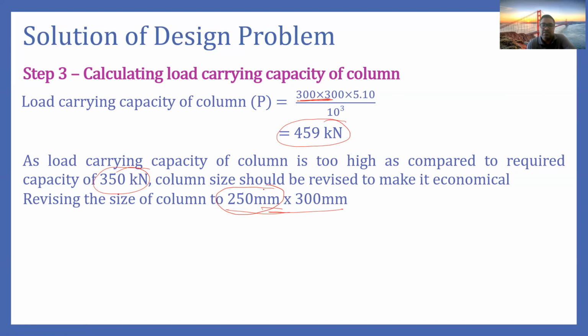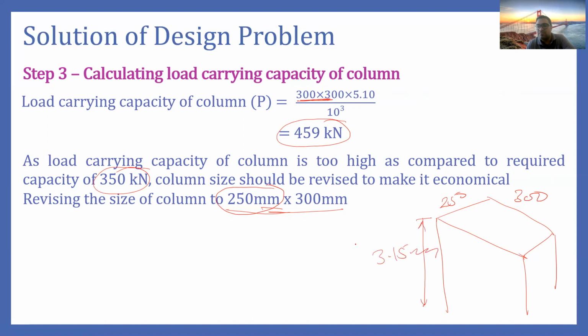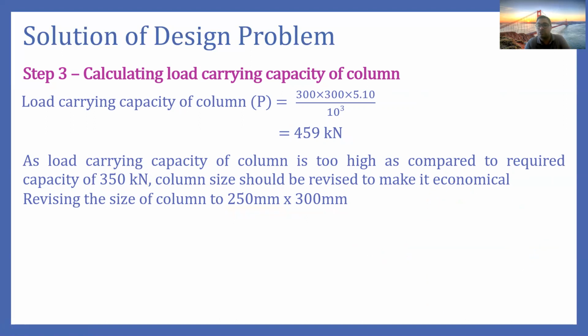So this time the least lateral dimension changes, because our column becomes rectangular. This time this is 250 and this is 300, and the length of the column is 3.1 meter. So this time the least lateral dimension becomes 250. We now have to find the lambda value again, so that we can identify whether our column is short or long or intermediate.